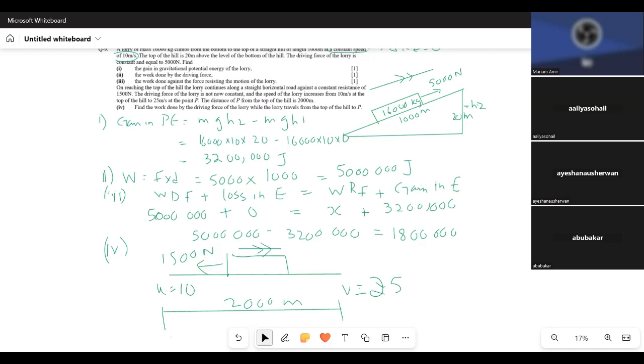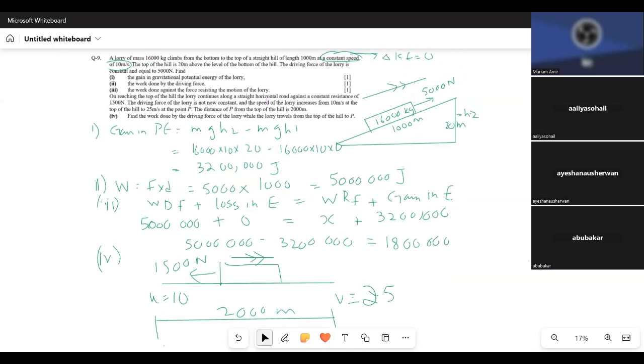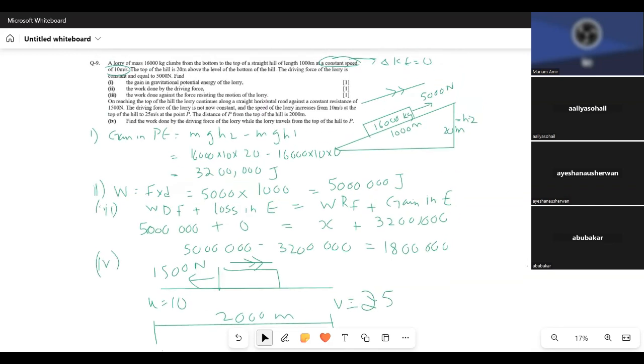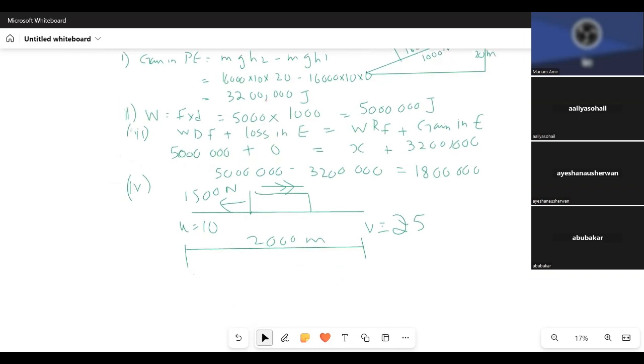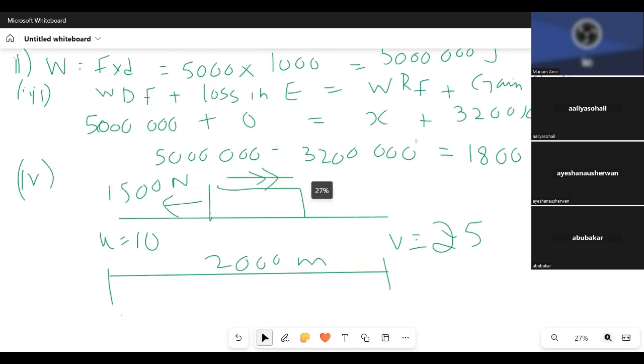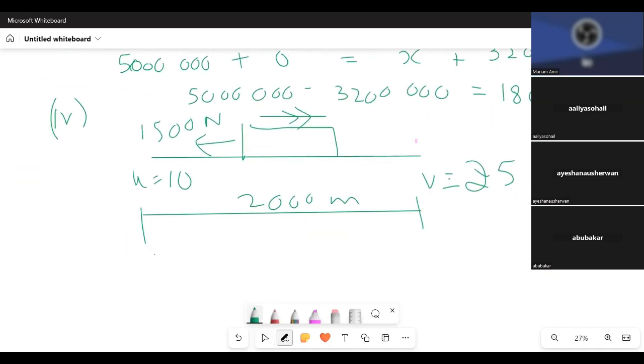Find the work done by the driving force of the lorry while the lorry travels from the top to the point P. Okay, so point P is here and this is the top of the hill. So we have to find the driving force work. Work done by driving force plus loss in energy is equal to work done by resisting force plus gain in energy.